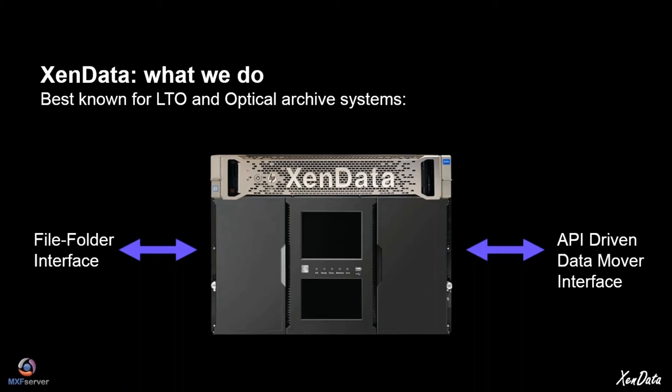API, which obtains XML instructions from an application, such as version 5.2 of MXFserver, and it grabs files or groups of files from another location, such as your shared edit storage, and moves them to the archive. Similarly, it will push files from the archive back to edit storage or another storage location. This approach means that the data path is very efficient. This is tying in with what Luis was saying. It's directly between the shared disk storage and the archive without going through another computer.